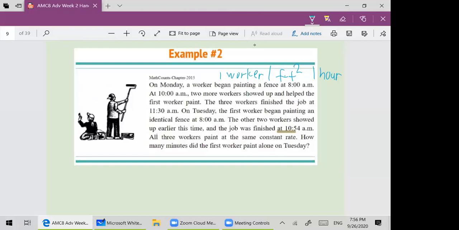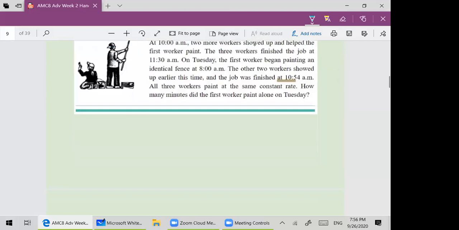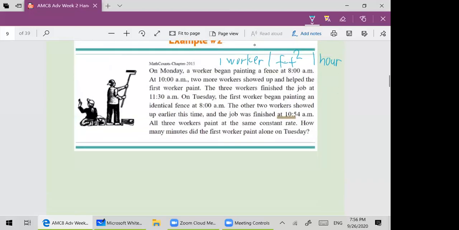Okay, looks like people had a hard time with this question. So let's start off with this assumption. It may not necessarily be true, but for the sake of this problem, we can just assume that it's true. So from 8 to 10, the first worker paints 2 square feet. Now from 10 to 11:30, the 3 workers each paint 1.5 square feet. So the fence has an area of 6.5 square feet.